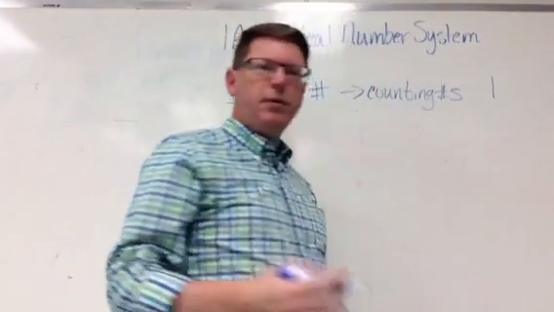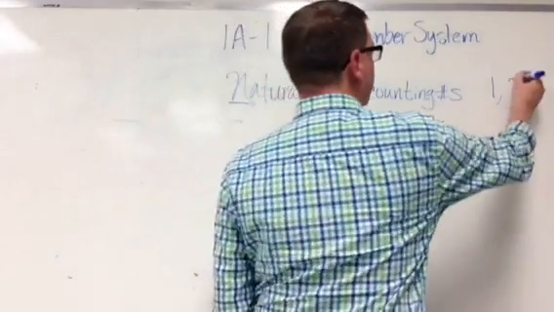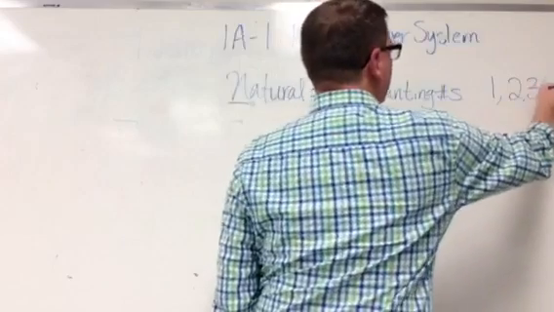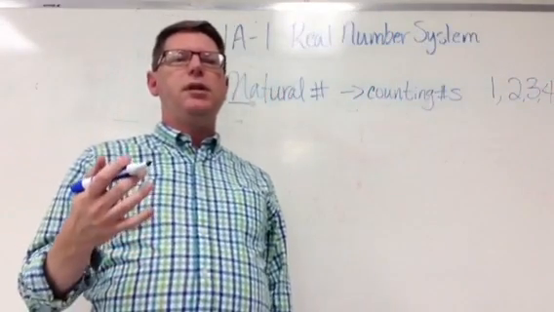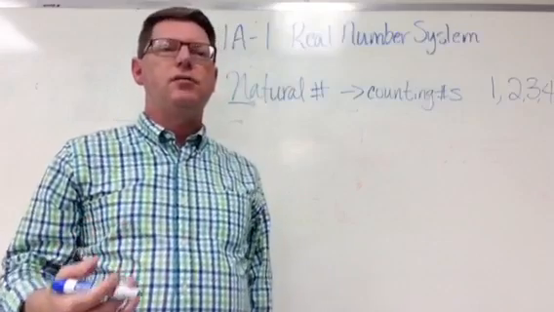Okay? Any number that we would count by would be a natural number, and it starts with the number 1. So an example would be 1. Another example might be 2 or 3 or 4 and so on. Okay? Those would be examples of natural numbers.